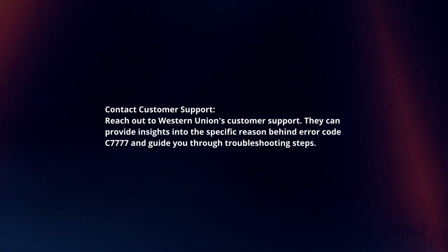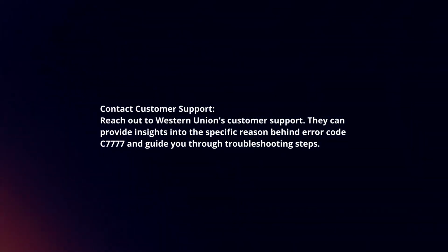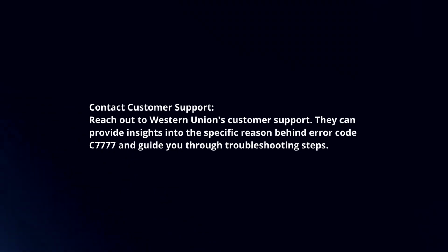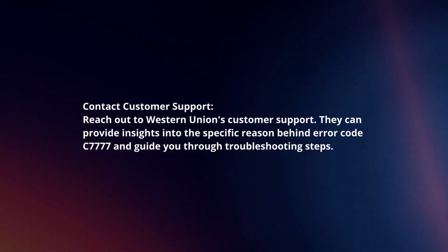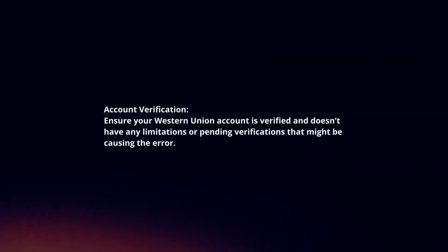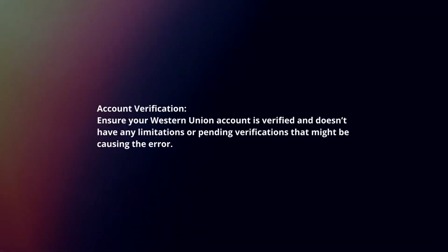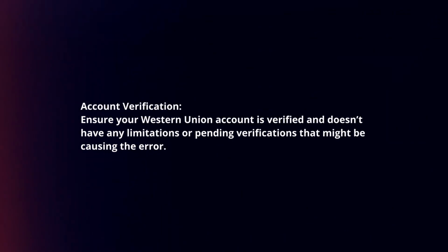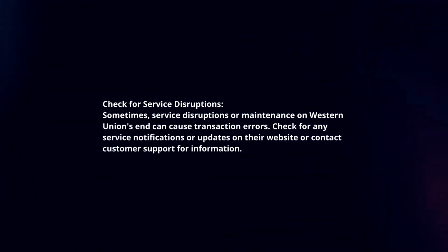Contact customer support. Reach out to Western Union's customer support. They can provide insights into the specific reason behind error code C777 and guide you through troubleshooting steps. Account verification. Ensure your Western Union account is verified and doesn't have any limitations or pending verifications that might be causing the error.